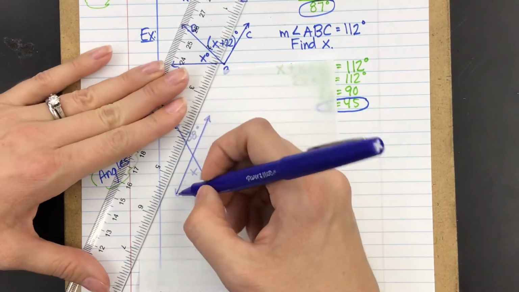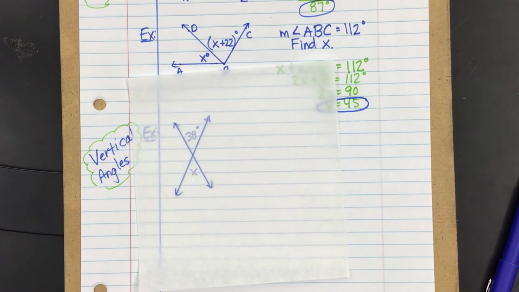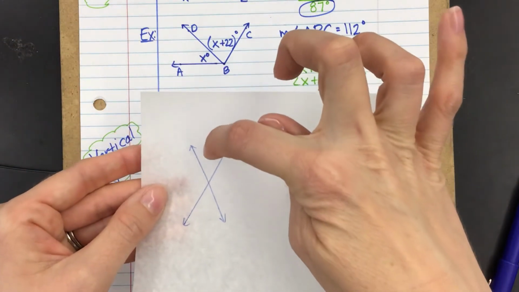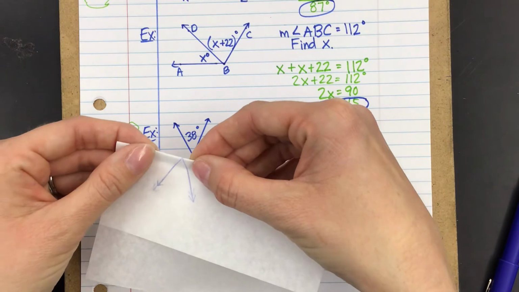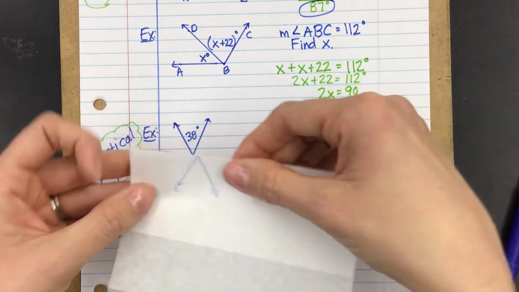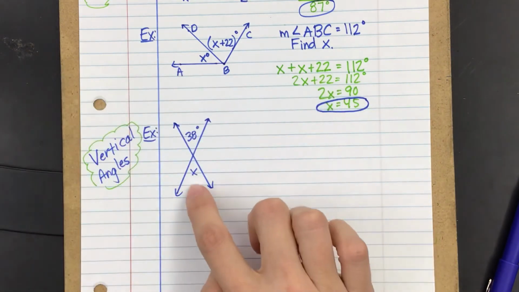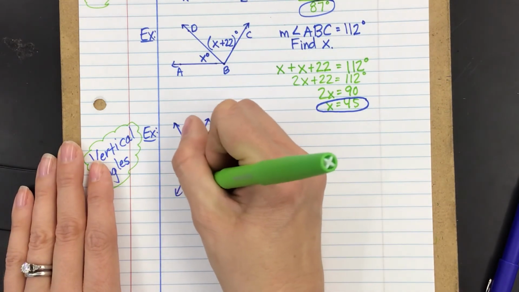So just a reminder, supplementary, complementary, and adjacent angles all drum to the same beat. You have the total measurement of the big angle, and then you're basically subtracting to find a missing one. Vertical angles are the ones that are slightly different. So if this angle is 38, and I fold my paper over, I can line up my two angles, and they're exactly the same, which means that if this is 38, so is this, okay? So in this case, this x is equal to 38.